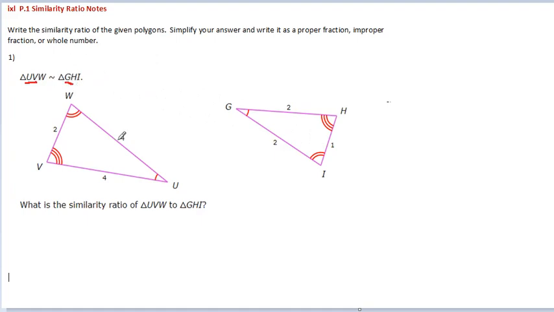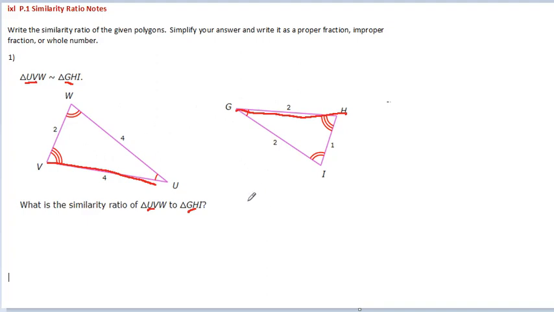So we know that side UV, this one right here, is congruent with side GH. This one right here. This works out well because each of the sides has a measurement. The triangles aren't always set up like that, so sometimes you need to choose a different side.